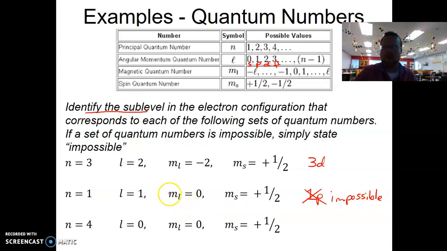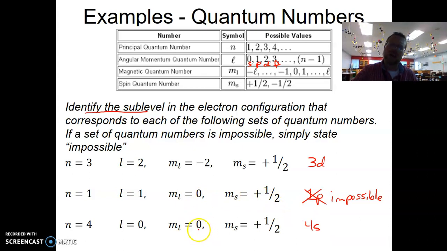Okay. For the third scenario here, we've got a set of quantum numbers that has n equals 4, so we know the principal energy level is 4. L equals 0, which tells us that we're talking about a 4s. Now 4s is a perfectly reasonable sublevel. 4 has S, P, D, and F, so that would work just fine.